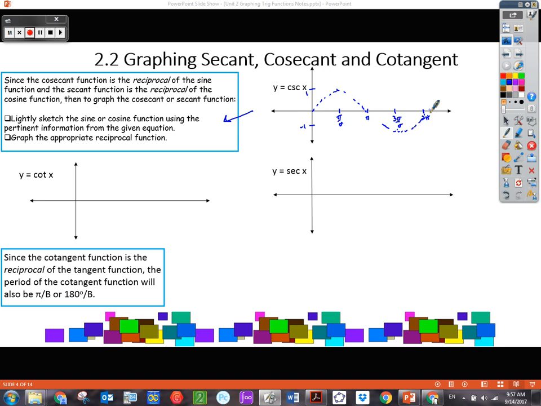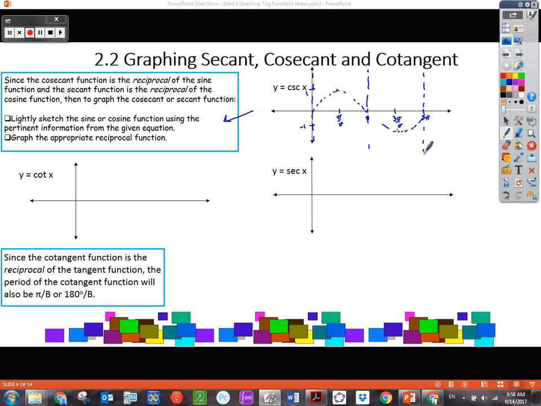Wherever sine crosses its sinusoidal axis, so in this case the sinusoidal axis is the x-axis, but we know from transformations from yesterday it can move up or down. Whenever it crosses its sinusoidal axis, that's where there's an asymptote for cosecant. Why? Because if sine is 0 and I flip 0 upside down, it's undefined, right? So I'm going to have an asymptote here when sine is 0, here, and here. So it helps me place my asymptotes quite easily.